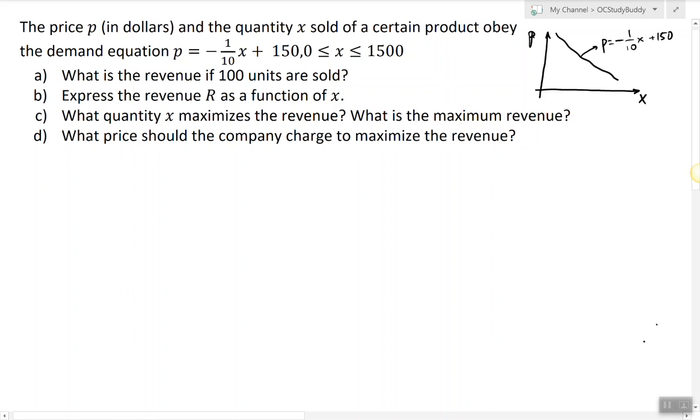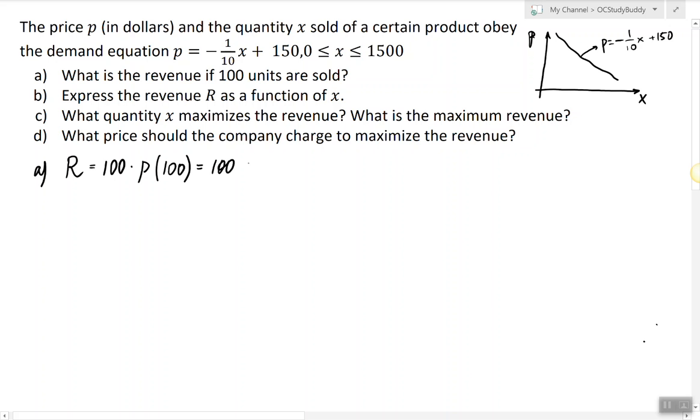So let's answer the question in part A. What is the revenue if 100 units are sold? First, we recall that revenue is the total amount generated from the sale. So if we're selling 100 units, to find the revenue we multiply 100 units by the price of each unit, which we can find using the demand equation. The price of 100 units is simply P of 100 in function notation.